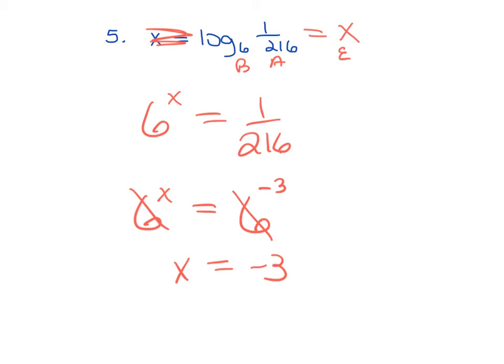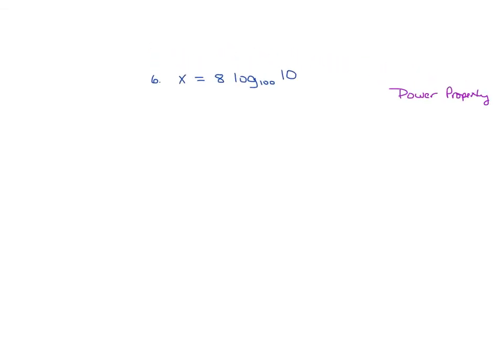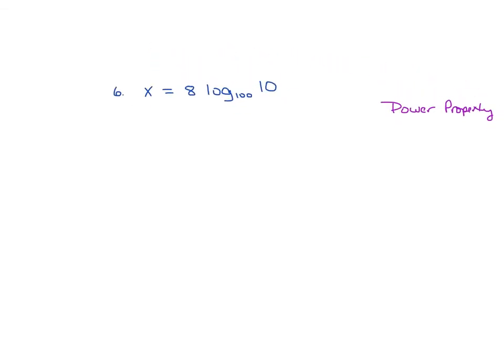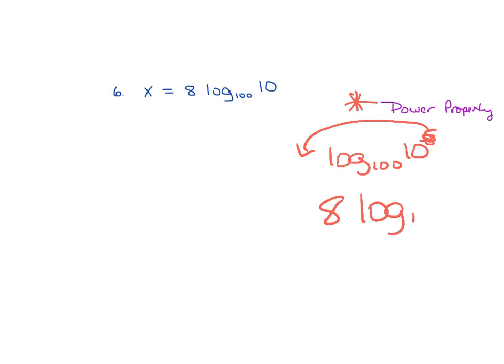The next example, let's try the next one. Oh, I got to go back. There's more than one way to do this. Next week, we're going to be learning properties for the logs. So here, there's actually a property called the power property. And what this power property for logs says is if you're taking the log of a number that's got an exponent, you can take that exponent, put it around the front, and then it's being multiplied.